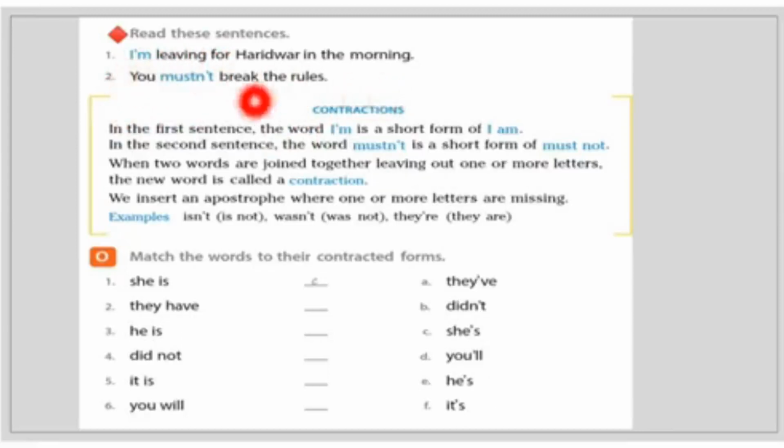I am is the first word, and did you notice how this word is contracted, right? See the word I and am, and in between we have used the apostrophe. Instead of writing the letter A, we have used apostrophe in between. So contractions is actually when we omit letters and two words are joined together.